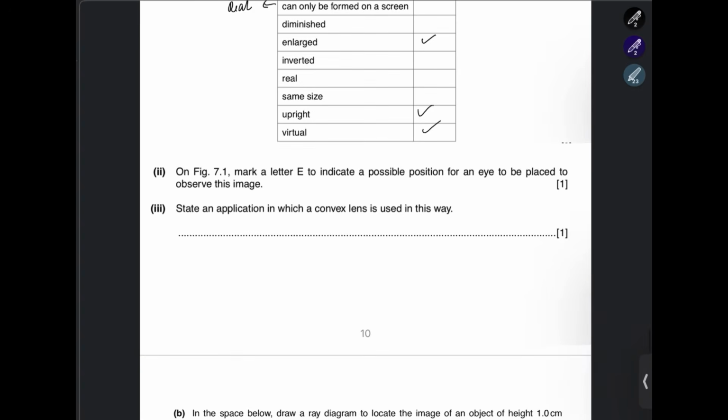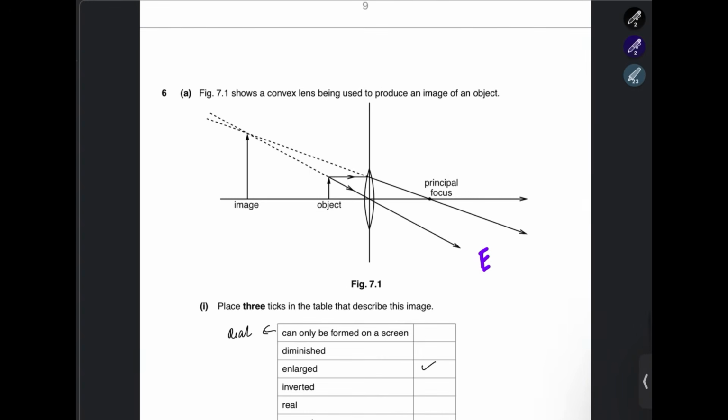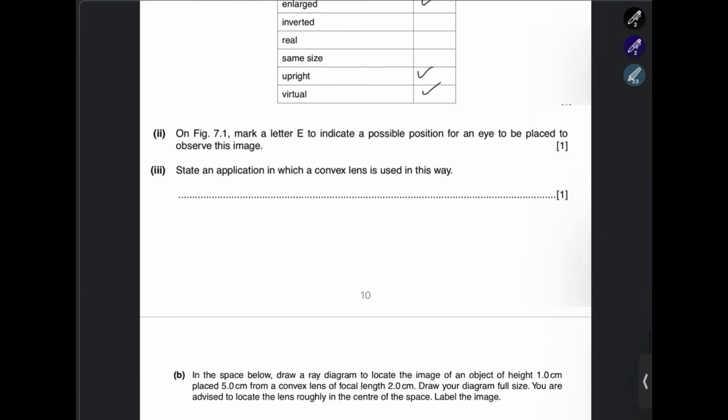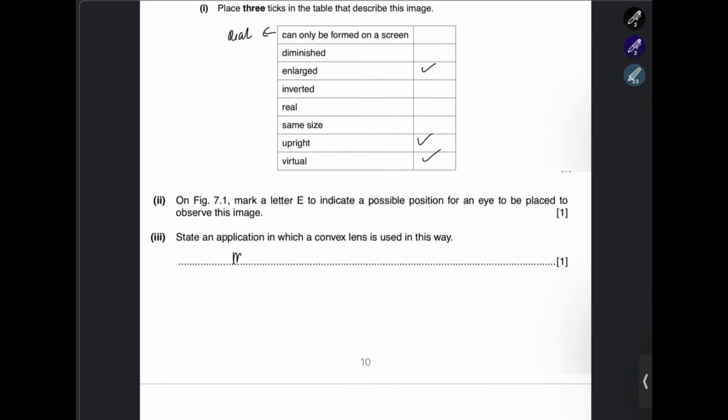On figure 7.1, mark E to indicate the possible position for the eye to be placed. And then state an application in which a convex lens is used. In this case, that is going to be a magnifying glass.